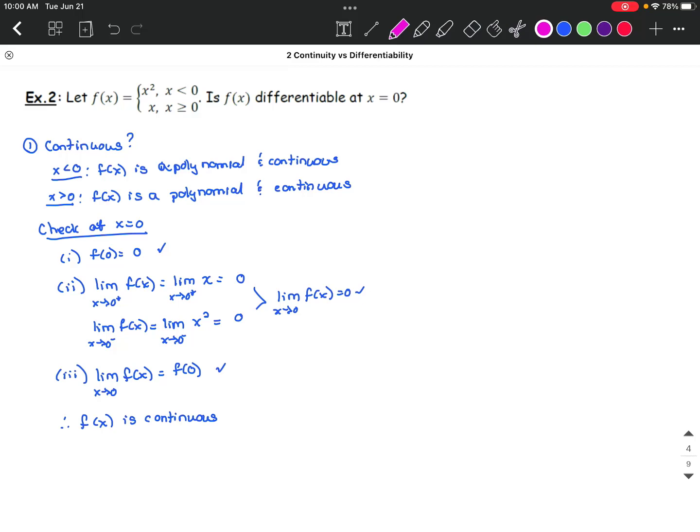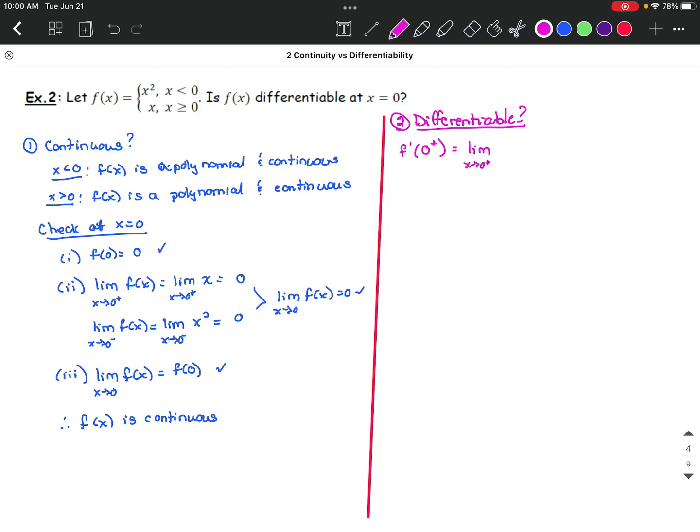Next up, we're looking at differentiability. So if we want to know if we're differentiable at 0, we're going to take the derivative at 0 from the right, which would be this limit as x approaches 0 from the right of f of x minus f of 0 over x minus 0, which is the limit as x approaches 0 from the right of x, because we're on the bottom piece of the function, over x minus 0, that's 1.